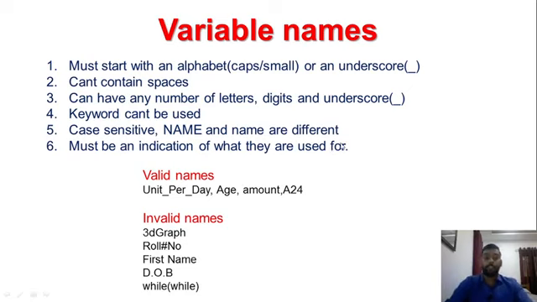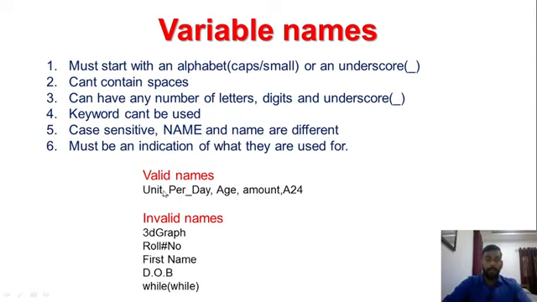Must start with an alphabet, can have underscore. Cannot contain spaces, can have any number of digits, letters, or underscore. Keywords cannot be used. It's case sensitive, so name and NAME are different, and it must be an indication of what they are used for. Then we have some valid variable names.